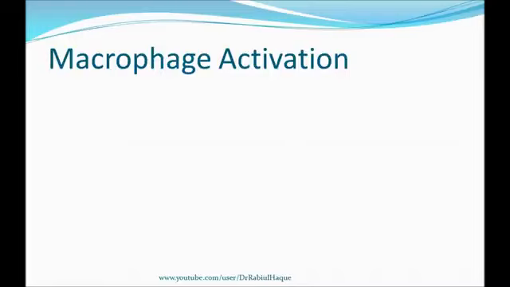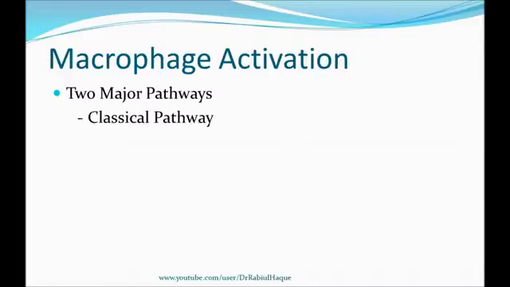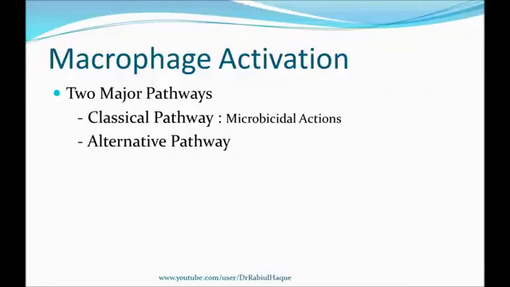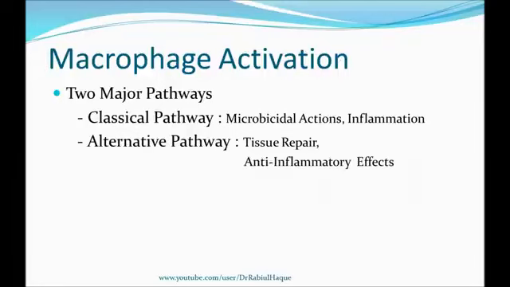The next topic that we will talk about is macrophage activation. Always remember, macrophages can become activated in two major pathways. They are known as the classical pathway and the alternative pathway. Macrophages activated by these two different pathways will have different roles in chronic inflammation, as we will see. For example, the macrophages activated in the classical pathway help in microbicidal action, to help in killing microorganisms, and also to help in inflammation. On the contrary, the macrophages activated in the alternative pathway mainly help in tissue repair, and they also have an anti-inflammatory effect.